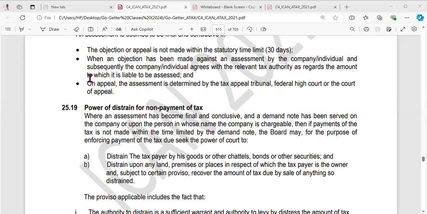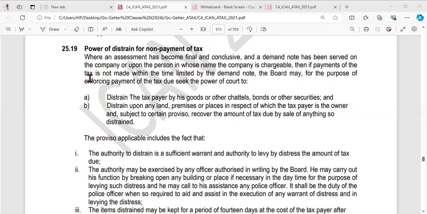Now, we talk about the power of distrain for non-payment of tax. When a tax has become final and conclusive and a demand notice has been served on the taxpayer, and if payment is not made within the time specified, then the board may seek the power of the court to distrain the taxpayer by his goods and other chattels and securities. So they will seize, that's the distrain.